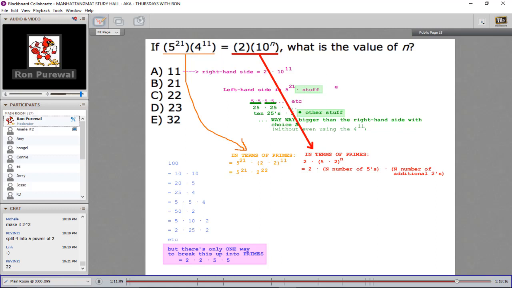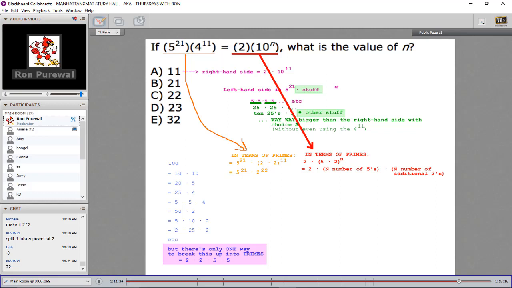Smiley face, if that makes sense. But if you look at what happens here, the greatest thing about the prime factorizations is that the 5s and the 2s don't play with each other. That's the whole point of breaking the numbers down into primes: each prime is kind of a separate world of its own.